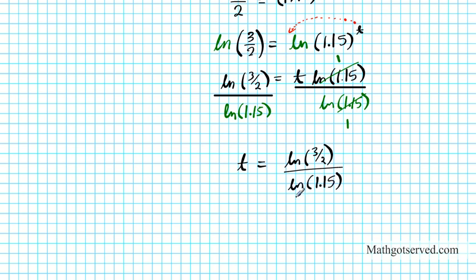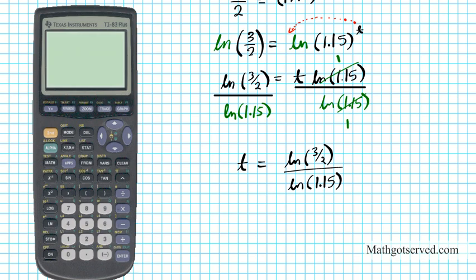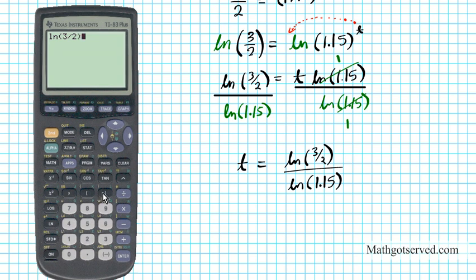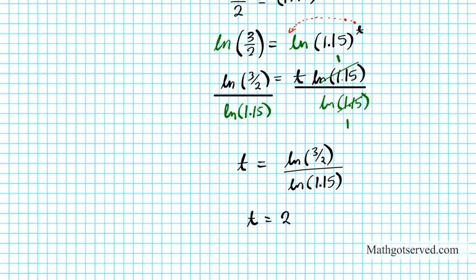Okay? Now this is the exact answer, but this doesn't make any sense by itself. Let's plug it into the calculator so that we can have a better idea as to how much time it takes, okay? Alright, so we have the natural logarithm of 3 divided by 2, close that, divided by the natural logarithm of 1.15. And our answer is 2.9, so roughly 2.9 years, almost 3 years. So t equals 2.9 years.